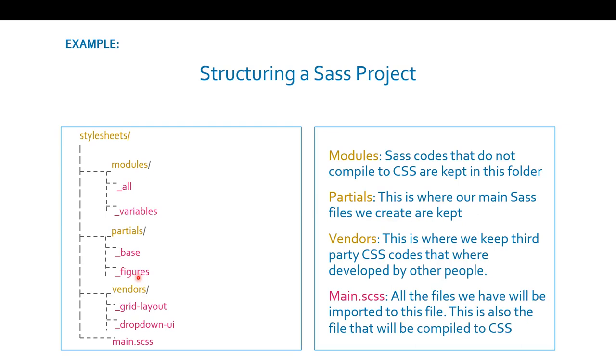But at the end of the day, all this work we've done here, we import these into the partials, and then we import all our partials into this main Sass file. This is the file that we convert to the CSS file that we use in our HTML. So that's basically the structure of our Sass project.